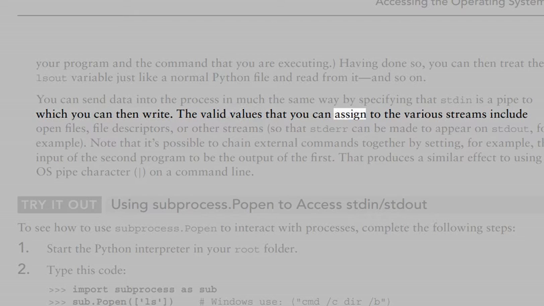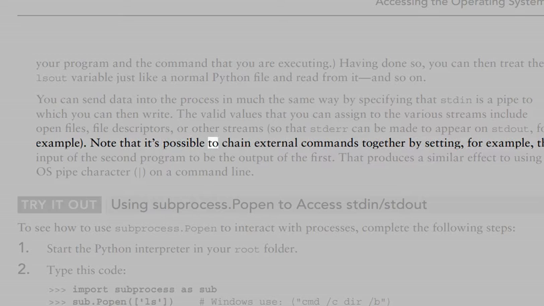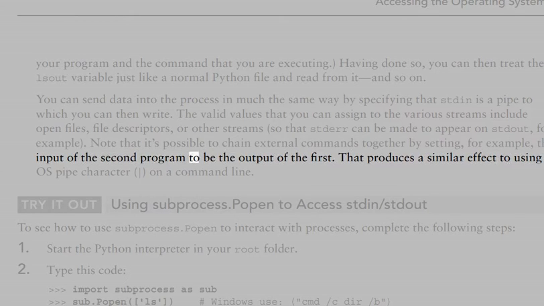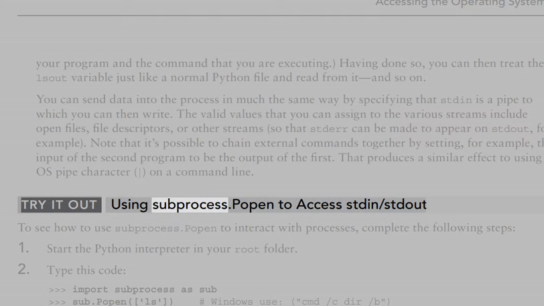The valid values that you can assign to the various streams include open files, file descriptors, or other streams, so that stderr can be made to appear on stdout, for example. Note that it's possible to chain external commands together by setting, for example, the input of the second program to be the output of the first. That produces a similar effect to using the OS pipe character on a command line. Try it out using subprocess.Popen to access stdin/stdout.